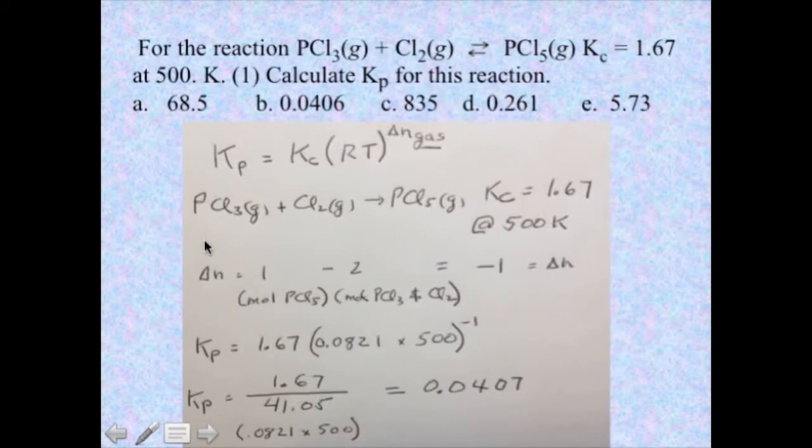Okay, so what we have, here's the equation. For delta N, it's the sum of the product moles minus the sum of the reagent moles. So there's 1 product mole minus 2 reagent moles. So delta N is minus 1 because we have 1 minus 2. So Kp equals 1.67 times 0.0821 times 500 to the minus 1 power. Of course, minus 1 means the inverse. So if we multiply these two numbers, we get 41.05. That'll be in the denominator because it's minus 1. And it's dividing into 1.67. Divide it out, you get 0.0407.